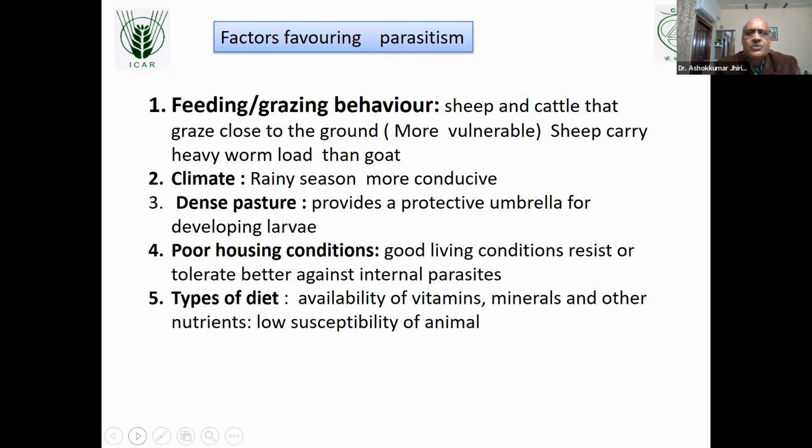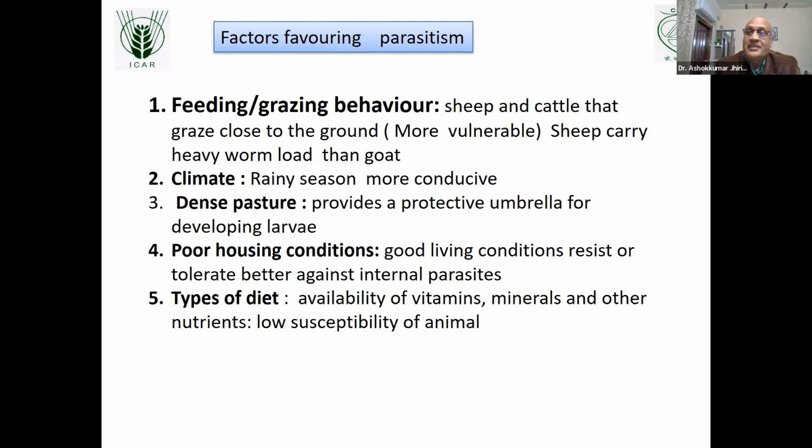The load of the animals also depends upon the climate. If the egg transitions very easily in a particular season, for example a high humid season like the rainy season, where the transition of the egg to the more active phase is very easy, the load is very high. Dense pastures, where there is no proper light, better protect the developing larvae, so the infection rate is very high.